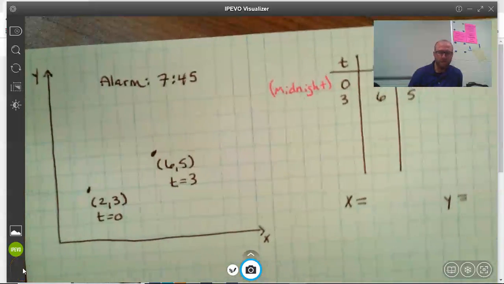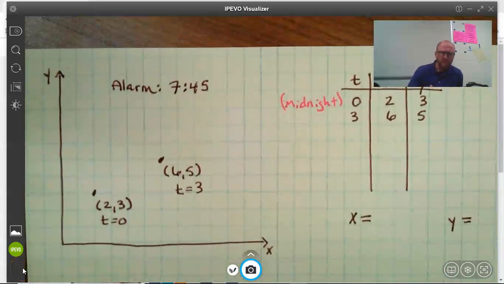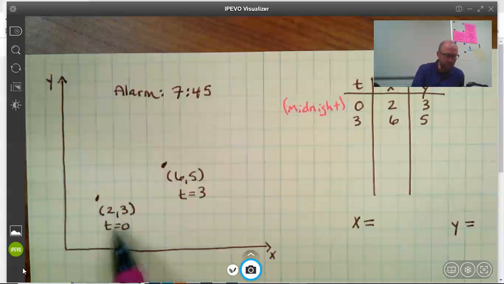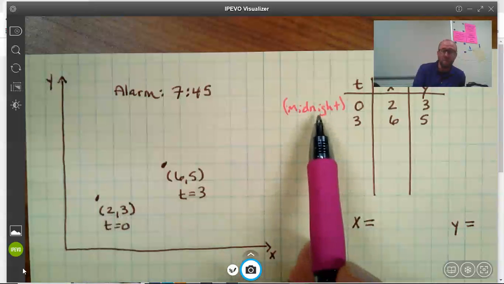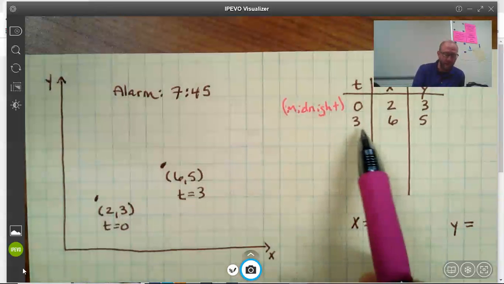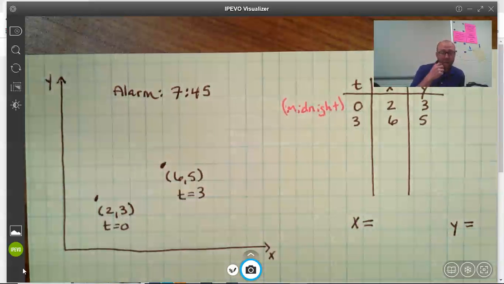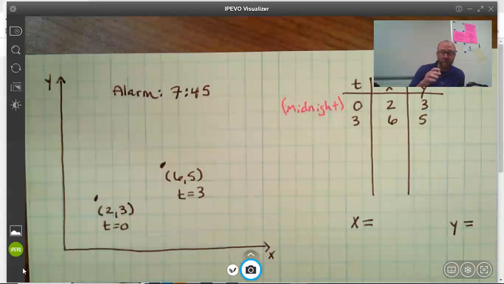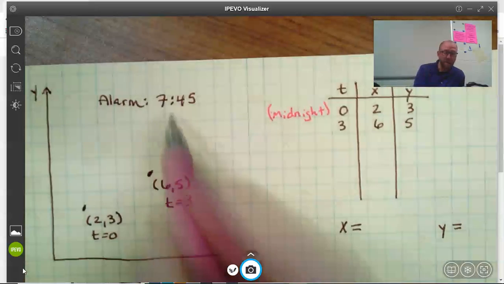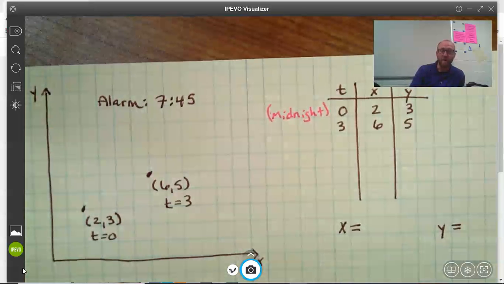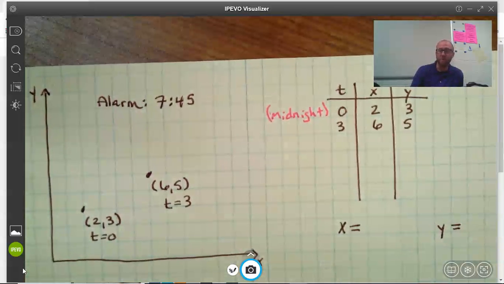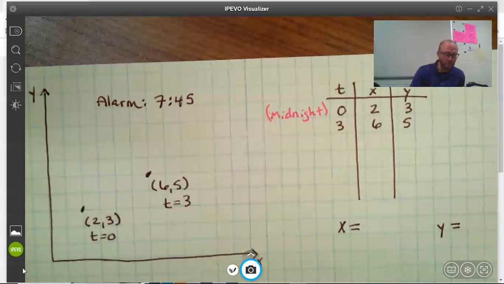Okay, we're dealing with a problem here. Some of these are like traveling bug problems. And in this case, the bug is traveling. It starts out at the point (2, 3) at midnight. By 3 a.m., it's at the point (6, 5). And assuming it's traveling in a straight line, the question is, where will it be at 7:45 when the alarm goes off, which is really a reference to another problem that you'll be working on later.